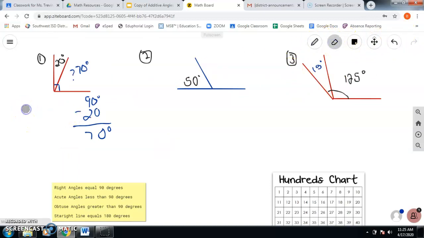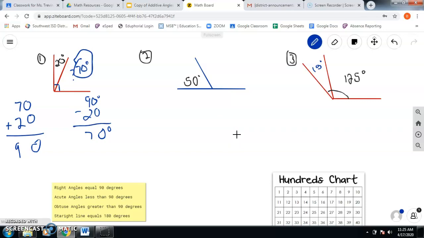Whiteboard went crazy. Okay, so one way to check it is to add these two angles, right? So we got 70 plus 20. And what do these numbers need to equal? 90, right? Because the whole thing is a right angle. 0 plus 0 is 0. 7 plus 2 is 90 degrees. Okay, so that missing angle was 70.